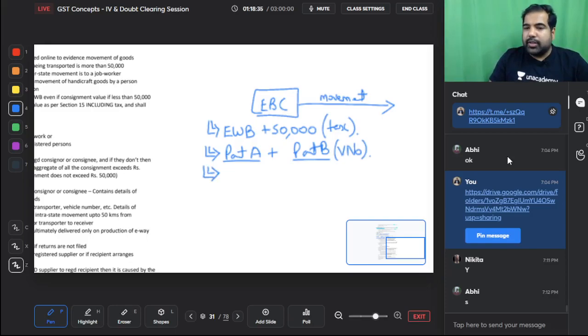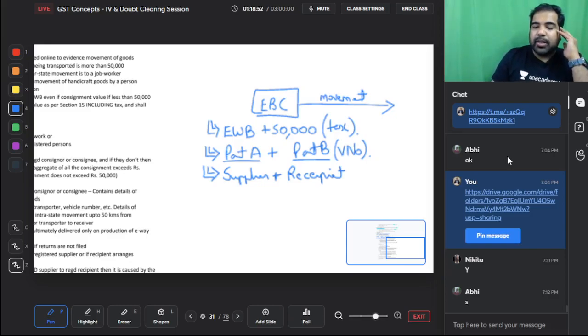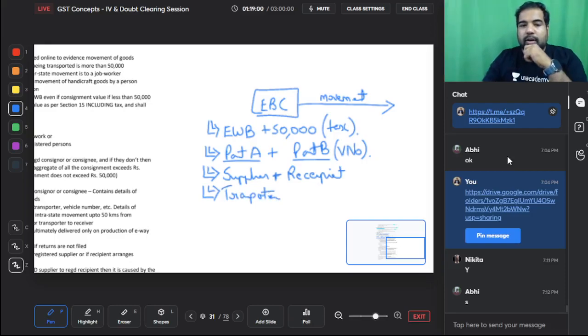Who can fill and generate this e-way bill? The supplier can generate it, or the recipient can generate it. Whoever is causing the movement can generate it. If the supplier is registered, he will generate it, or else the recipient can also generate it. There is an amendment that may happen. It has not been notified yet. If the goods with the transporter are more than 50,000 overall, say 10 suppliers supplying goods worth 6,000 each, it becomes 60,000. The transporter can also generate the e-way bill, but that has not been notified yet.